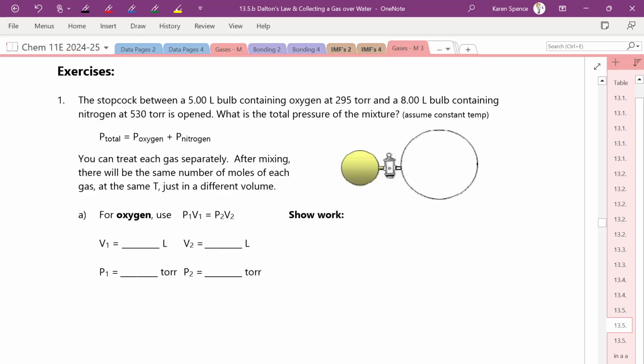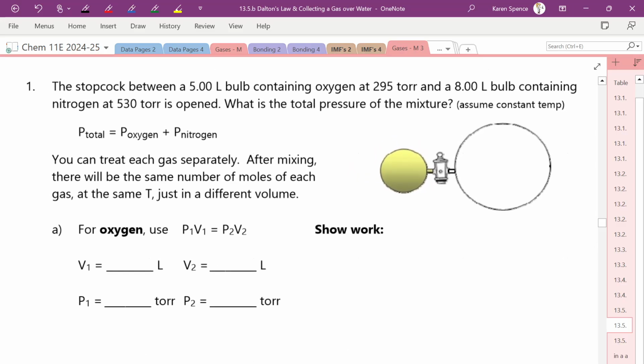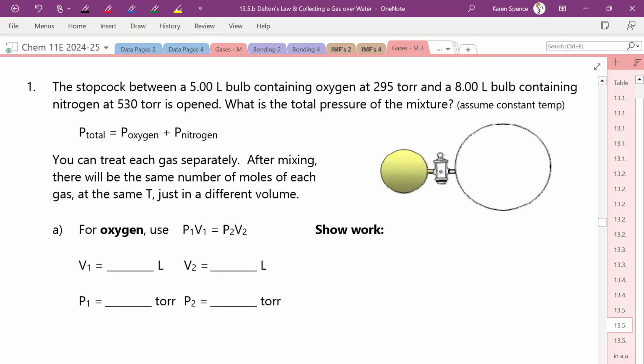Yeah. What's that? What is the mean oxygen? Okay, so let's take a look at this. You can treat H gas separately.